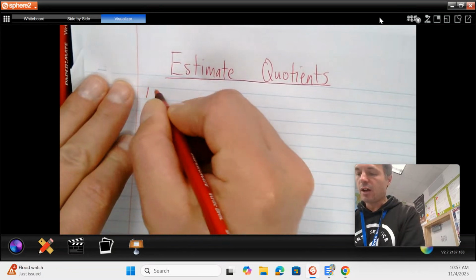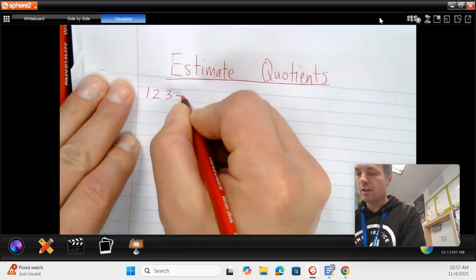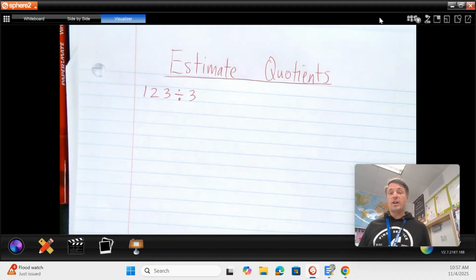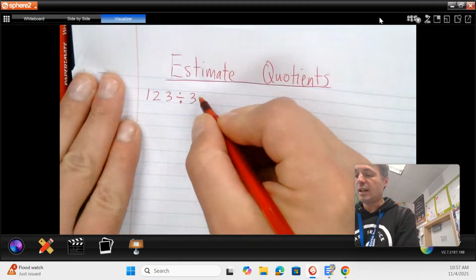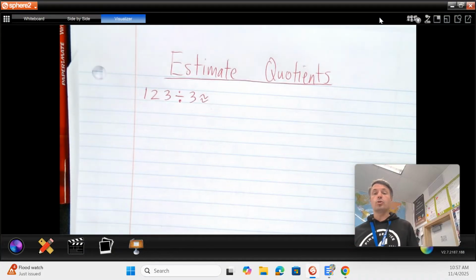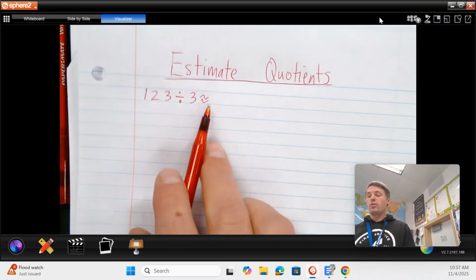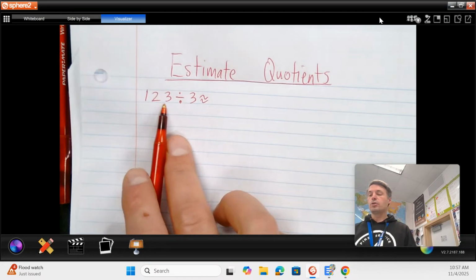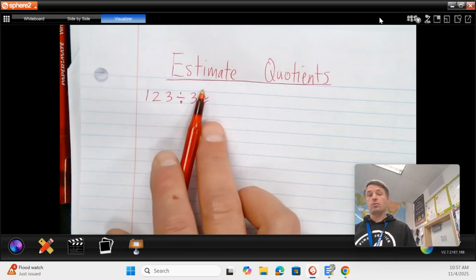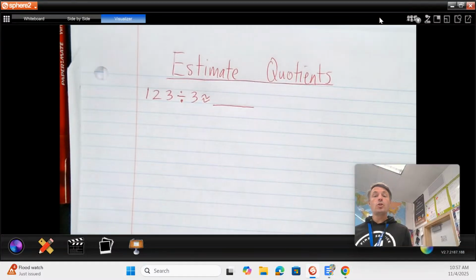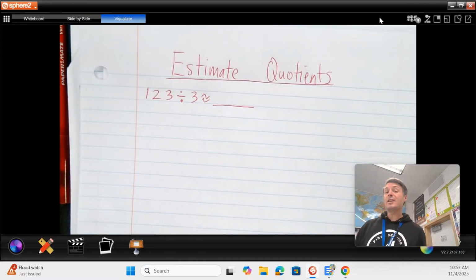Let's say we have 123 divided by 3. Now, we don't need to find the exact answer. We need to find an answer around the exact answer, also called an estimate or an approximate answer. And so that's what that little squiggly equal sign means. It means about the same as or around. So 123 divided by 3 is around, and the answer is going to be something close to the exact answer, but not the exact answer.